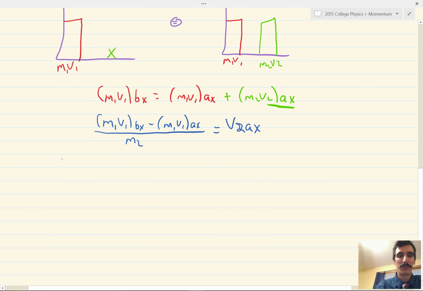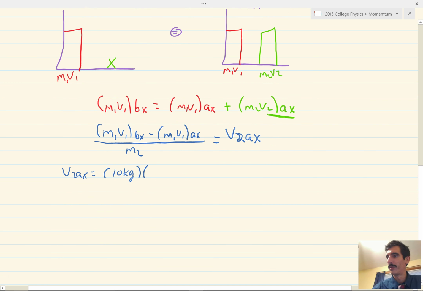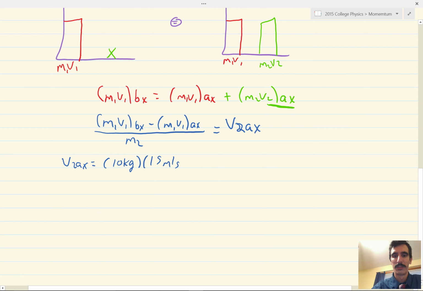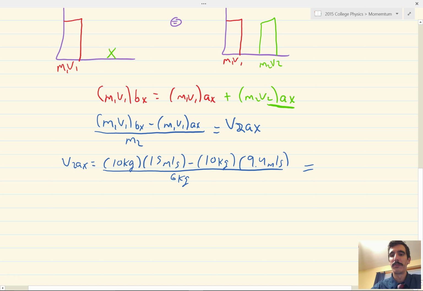So let's just plug and chug. V2 after in the x direction is equal to 10 kilograms times 15 meters per second, minus 10 kilograms of M1V1 times its speed in the x direction after, 9.4 meters per second, all over M2, which is 6 kilograms. We plug that in our calculator, we get V2 after x is 9.3 meters per second.